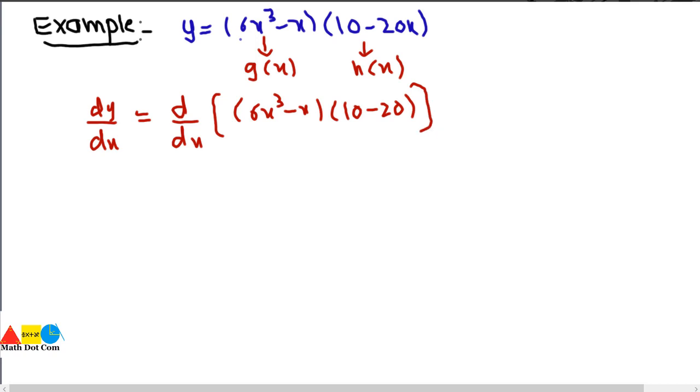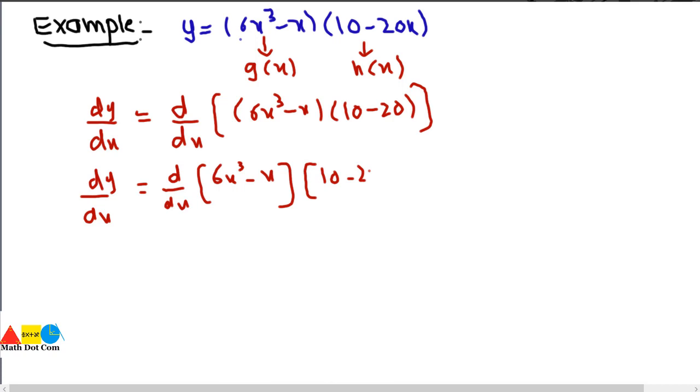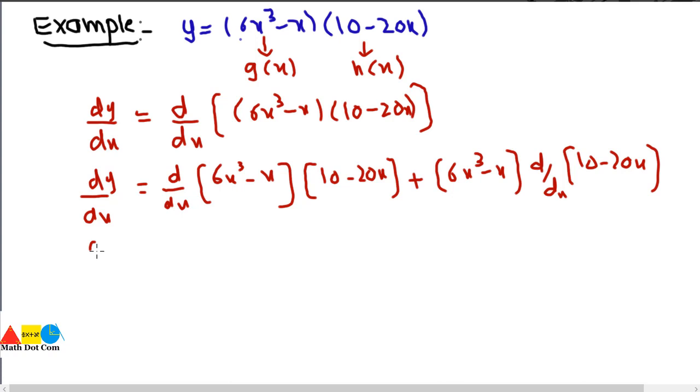Now we have to apply the product rule, where dy by dx is equal to, first we have to find the derivative of the first function. So I'll write d by dx of 6x cube minus x and keep the second function as it is, that is 10 minus 20x, then plus keep the first function as it is, that is 6x cube minus x, that is g of x, and find the derivative of the second function 10 minus 20x. So dy by dx is equal to, first we find the derivative of this function, and this function will remain the same, and find the derivative of this function.